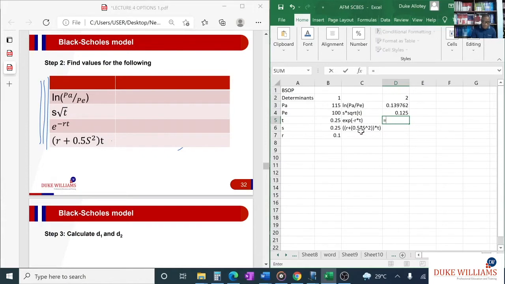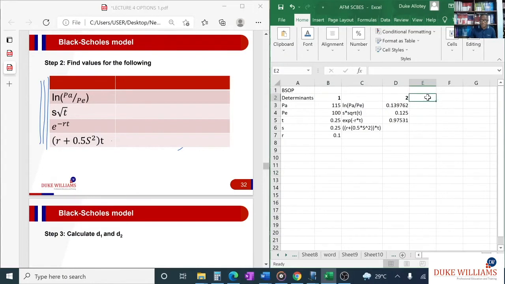Then I have equal to exponential. This time I'm doing negative of my R multiplied by the T in years, and that should also give me this figure. So this is step number one, and step number two, there beautifully.